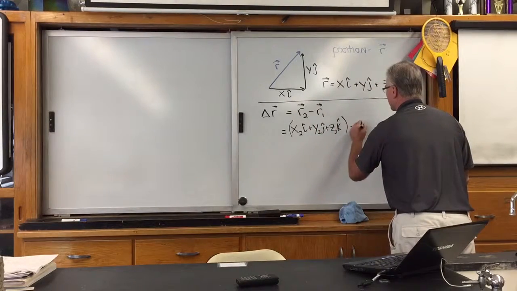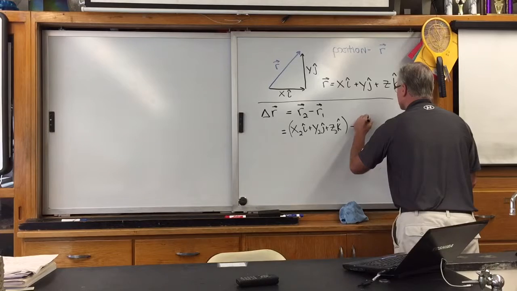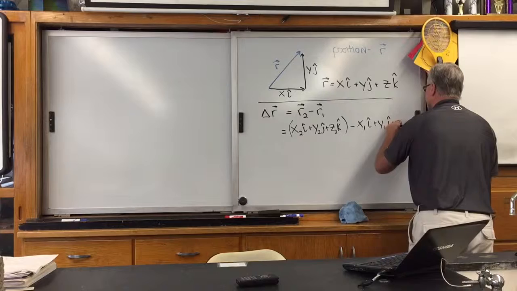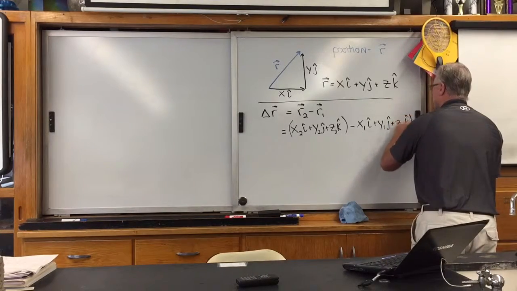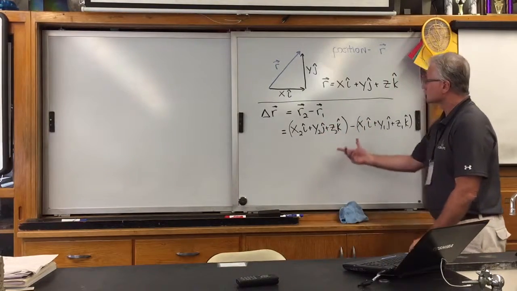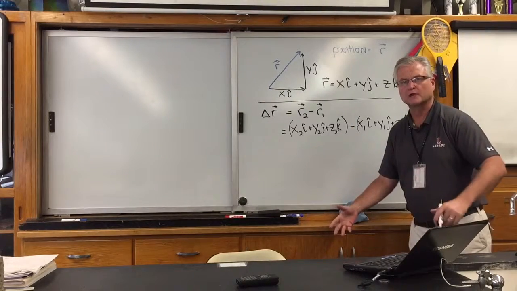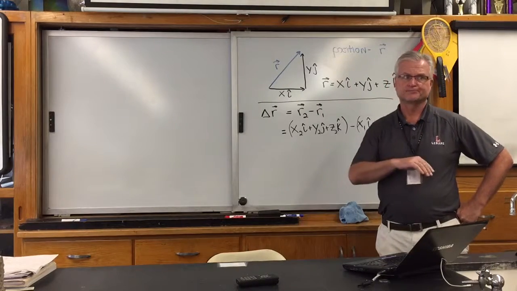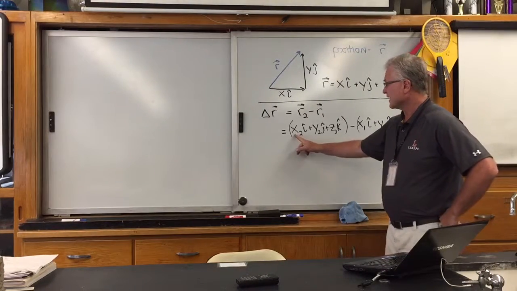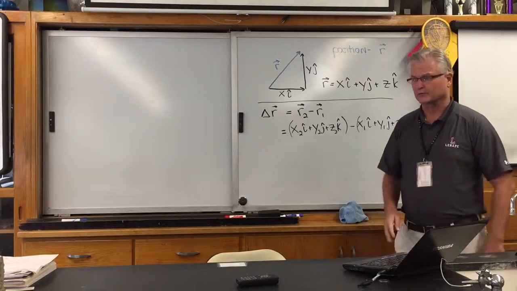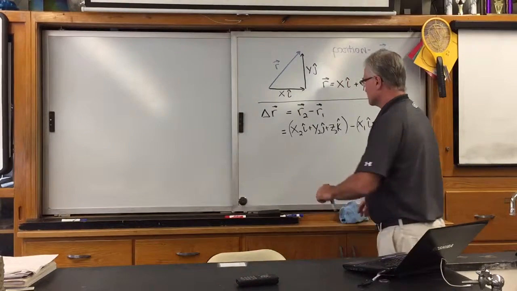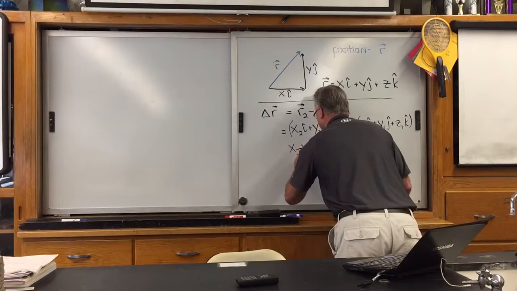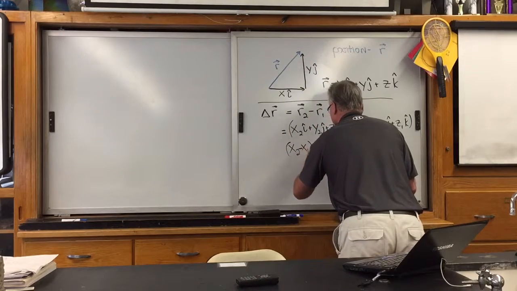So R1, we're going to end up with X1 in the I, plus Y1 in the J, plus Z1 in the K. And now we have represented R1. So let's subtract these. Well, you know when we subtract or add things, don't we always combine the things that are in the same line? So for example, the X2 and the X1 kind of go together, because isn't that the movement in the X direction? So we have X2 minus X1. And we know that that's going to be in the I direction.